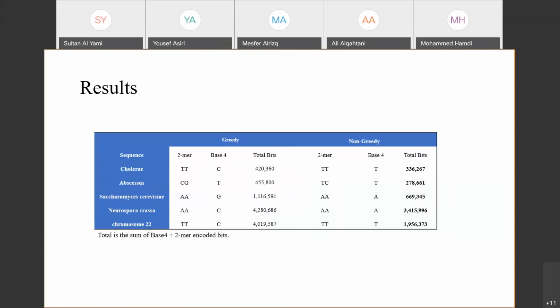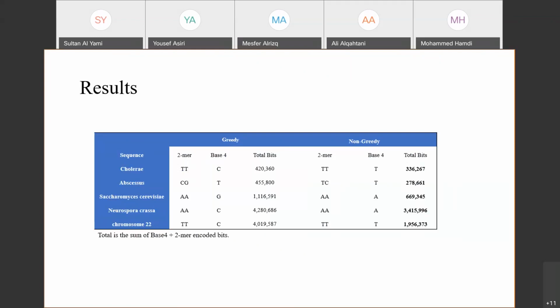This table shows that the non-greedy implementation of the Huffman tree always results in fewer total bits for the base 4 and the 2-mer, which leads to a smaller file. As you can see on the greedy side of this table, the 2-mer for the cholera genome is double T and the base 4 is C. In the encoding process, our tool starts with encoding the 2-mer first, in this case, the double T. And this will change the base frequency, since a lot of T bases will be taken out of that file.